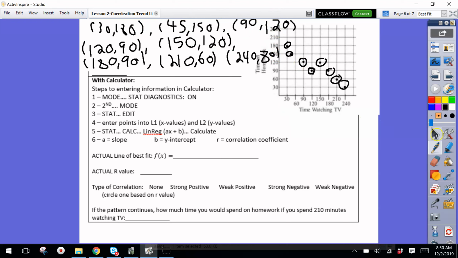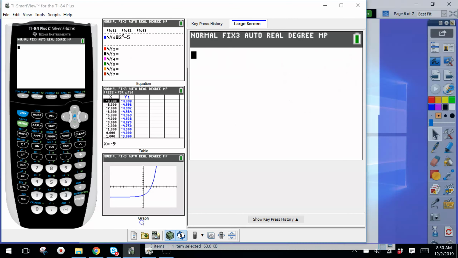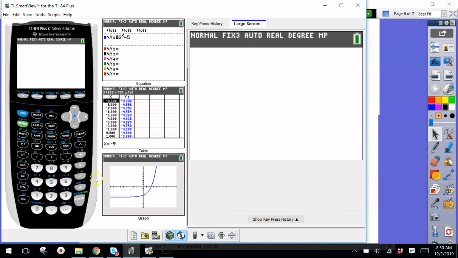Okay, so now let's talk about how we put it on our calculator. The steps are right here in your notes as well if you're following along. That way, if you ever need to go back and think about what the steps are, you can look back at your notes. So we have here our calculator, so just make sure it's on.